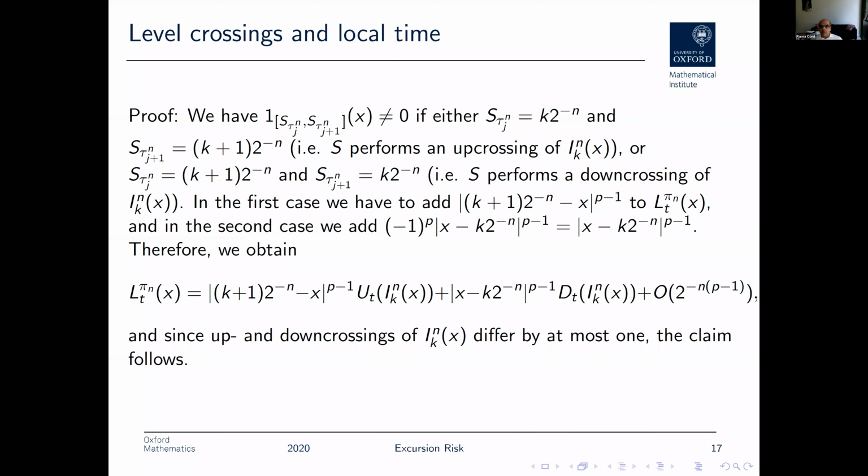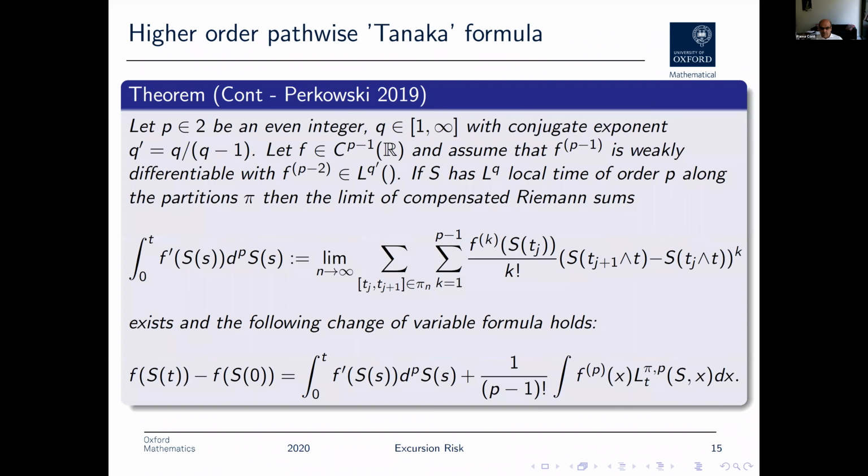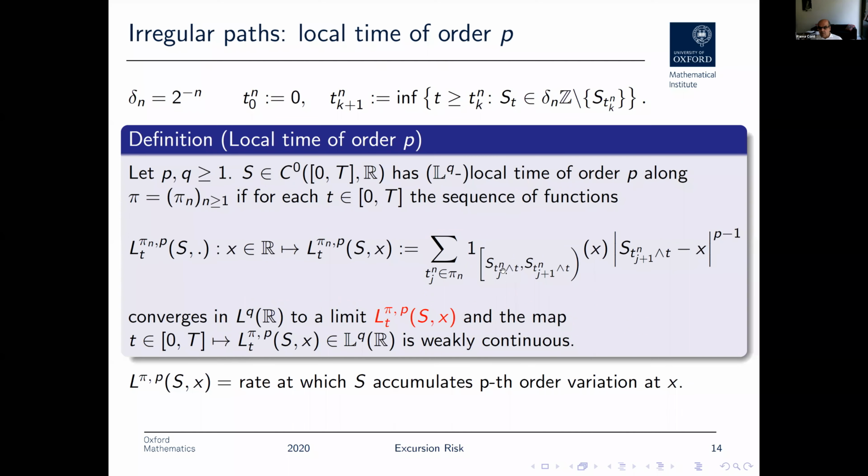Where does this relation come from? It comes from the expression of L pi n. Remember, it is defined as a sum, and this sum involves indicators of these intervals. Every time you cross one of these intervals, you get a contribution, which is the end of the interval minus x, to the power p minus 1. So if you fix x and look at how many times you cross, for each up crossing or down crossing you get a term like this.